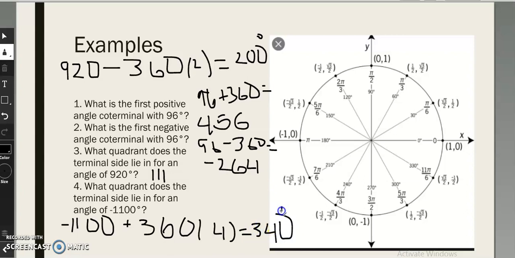So again, I'm going to go over to my unit circle and look for where it is. It is over in this region, and this is my fourth quadrant. So this is quadrant 1, 2, 3, 4. So that is in quadrant 4.